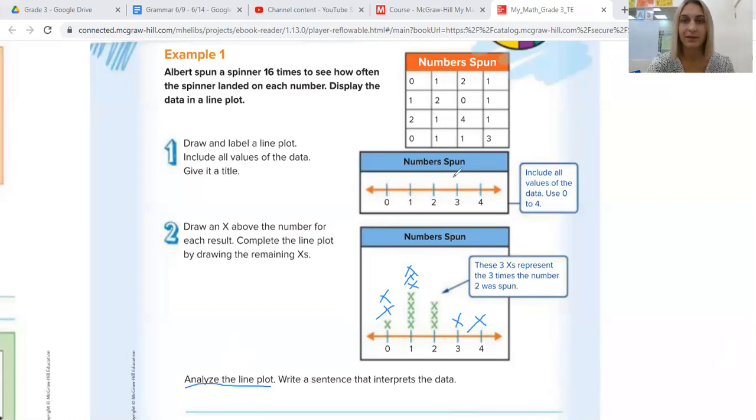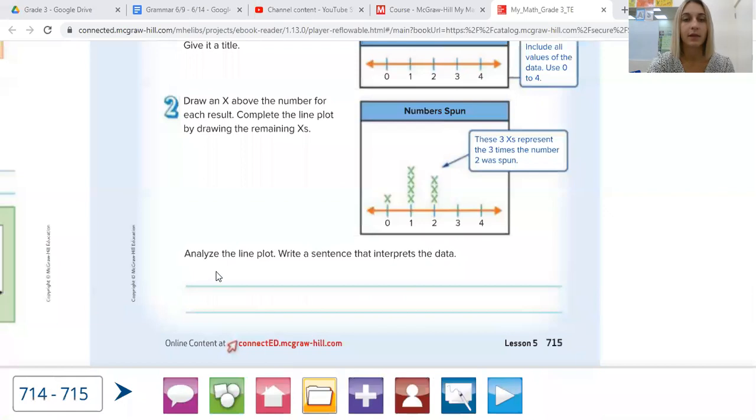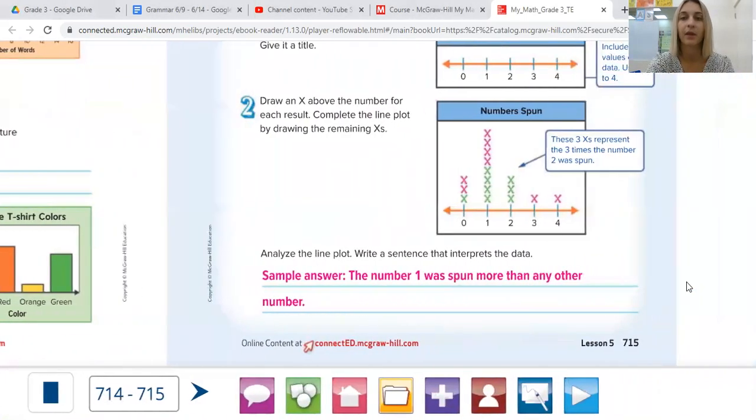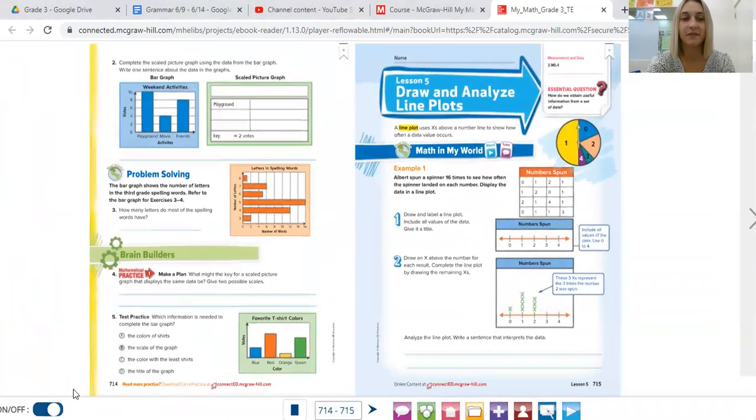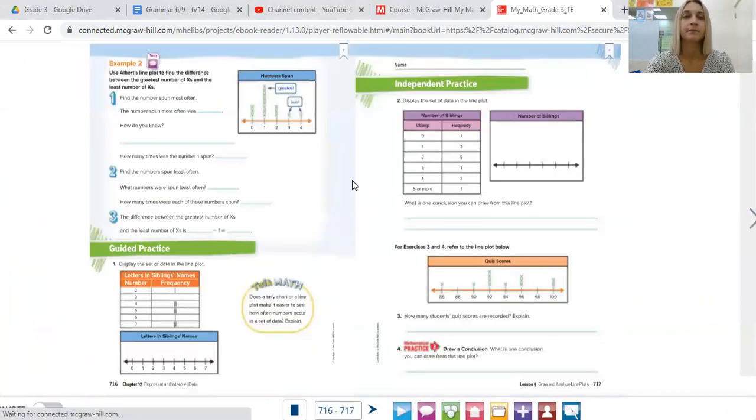Or let's see what they wrote here, just because my pen is difficult. Let's look at another option. The number 1 was spun more than any other number. We could say the number 1 was spun the most, or superlative. So we can compare more than or superlative the most. Okay? So you can copy this down, or you can write your own, a different one, just comparing any of them. You just have to pick one thing. You don't need to interpret everything on here. Just write one sentence. When it tells you to write a sentence, you just need to write one, okay? All right, let's turn those off and keep moving here.